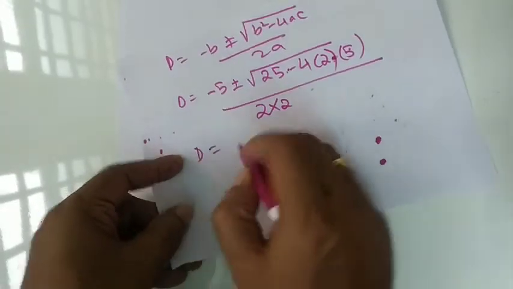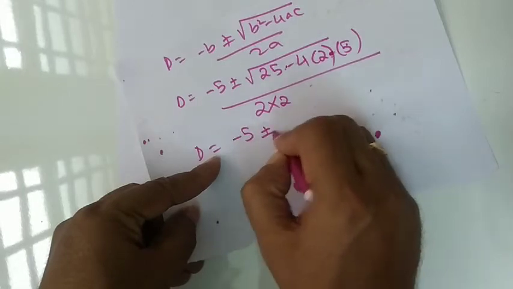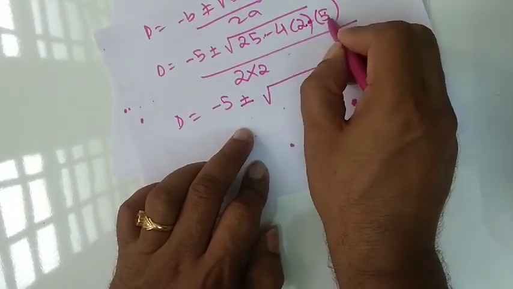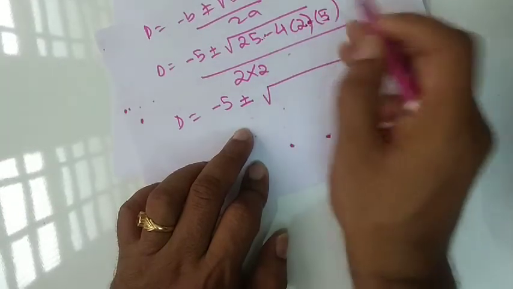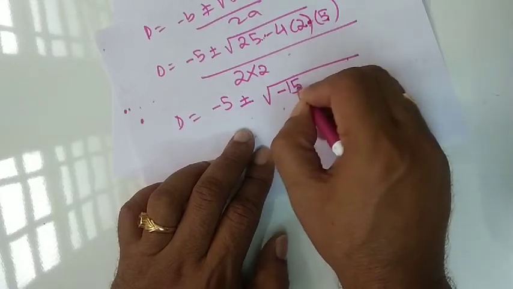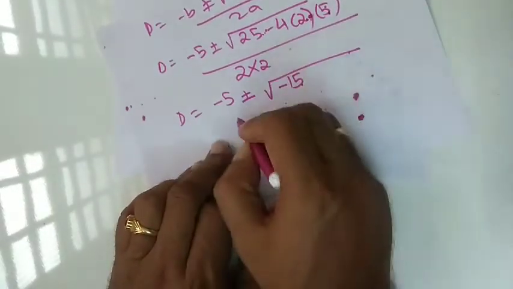So what are the roots you are getting? Observe, D is equal to minus 5 plus or minus. So what you are getting? 25. 4 into 2, 8. 8 into 5, 40. 25 minus 40 is, that is minus 15 divided by 4. So what you got? 8.